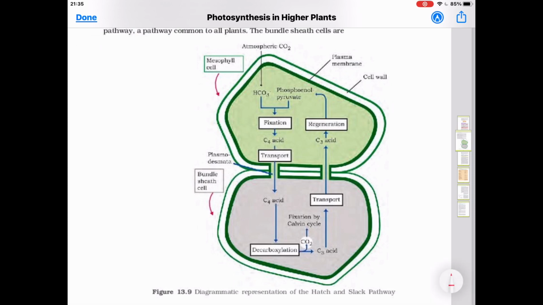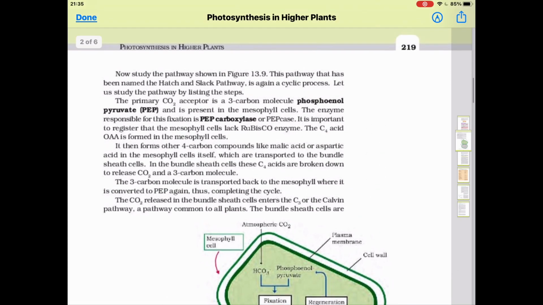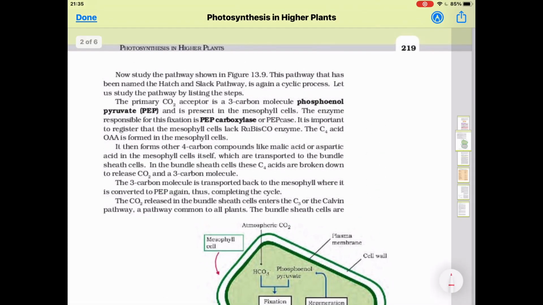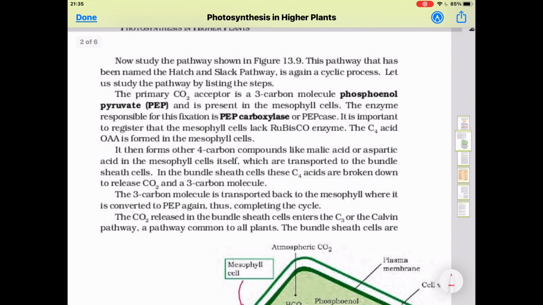Similarly, in mesophyll cells, the C4 cycle occurs. It lacks rubisco, but here PEP case enzyme is present. So, the difference between the bundle sheath cells and mesophyll cells: in bundle sheath cells, the C3 cycle occurs. In mesophyll cells, the C4 cycle occurs. Bundle sheath is rich in rubisco. Mesophyll lacks rubisco. In bundle sheath, PEP case is absent. In mesophyll, PEP case is present.